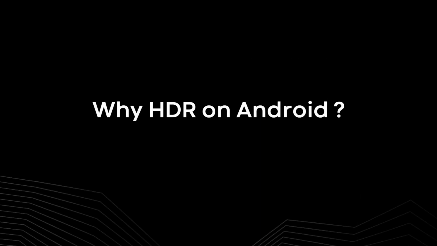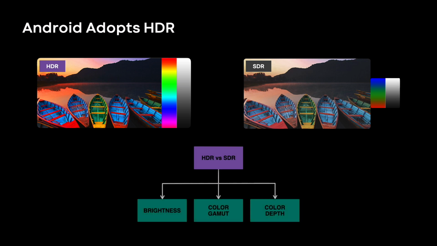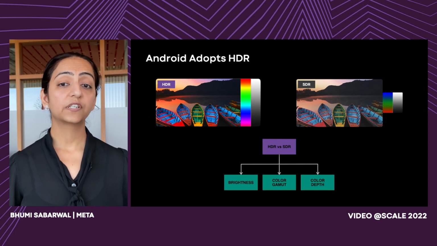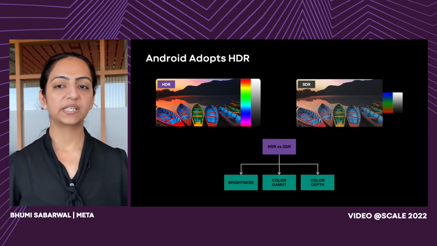So why even bother about HDR on Android? Let's start with the basics. Why even have HDR? The one word is quality. High dynamic range, as compared to standard dynamic range, allows you to see more of the colors and details in the scenes. HDR is far superior and immersive to SDR in the following aspects.